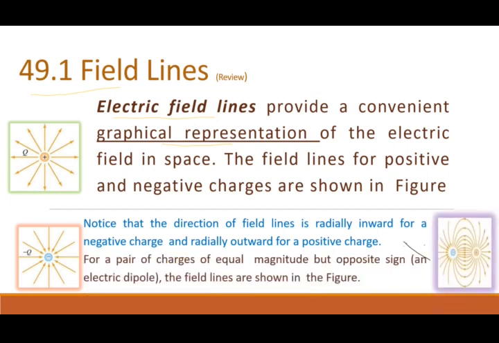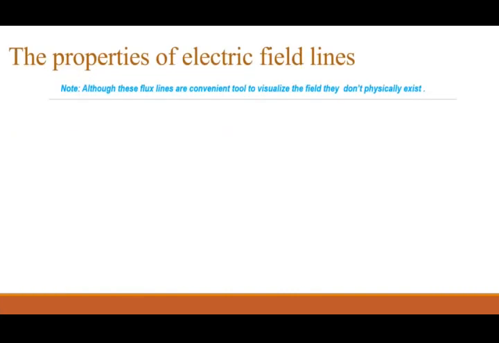For a pair of equal and opposite charges, which is called as electric dipole, field lines are like this. They are not radial, they are curving from positive to negative. Now let us know how to draw field lines. Since field lines are convenient tool only to visualize, they won't really exist in physical space. Therefore, how to draw, we should have a guidelines.